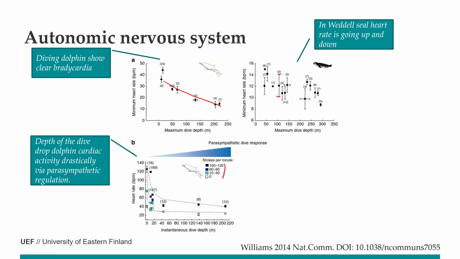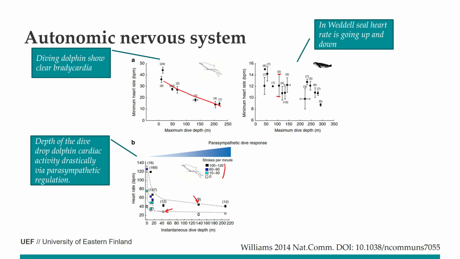So if it's not using the strokes at all, the heart rate is very minimal. But then if it's moving the arms, then the heart rate is faster. And that's why it's using the parasympathetic diving.